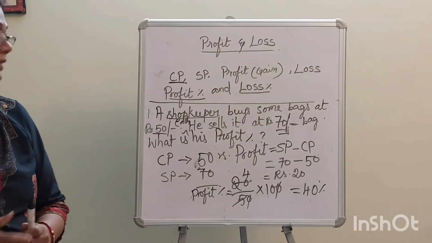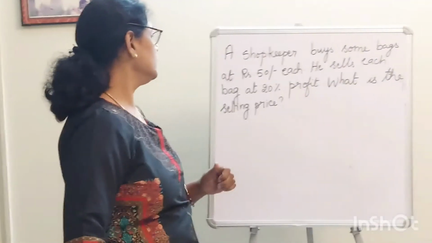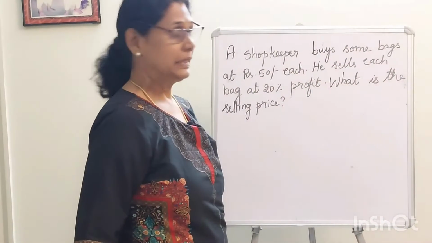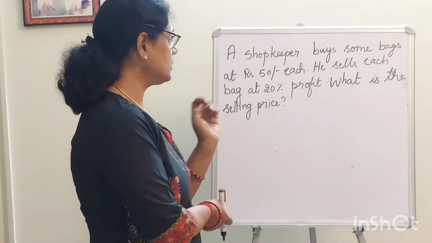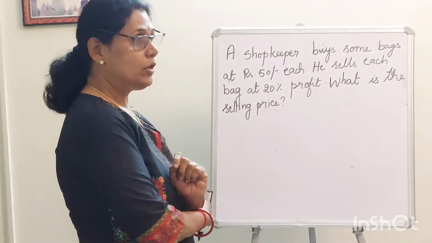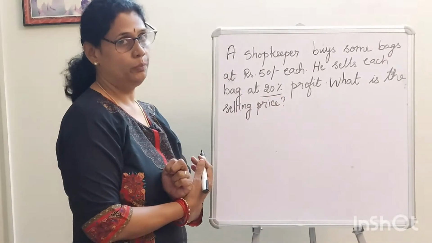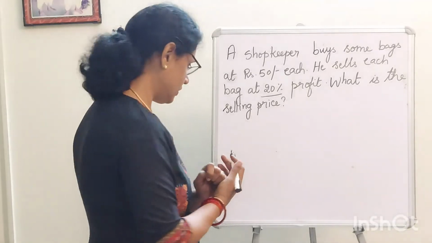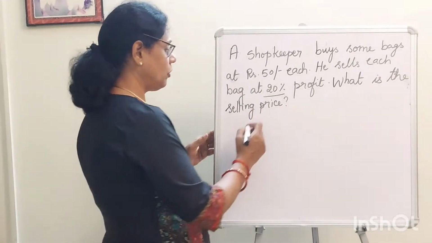Fine? Yes. Now let us see this problem. Here the shopkeeper buys some bags at rupees 50 each. He sells each bag at 20% profit. So what is the selling price? Here, remember, he has given 20% profit, not 20 rupees. If it is 20 rupees, it is very easy to find. You know how to find out, right? Here we must know the selling price. There is a formula for that.